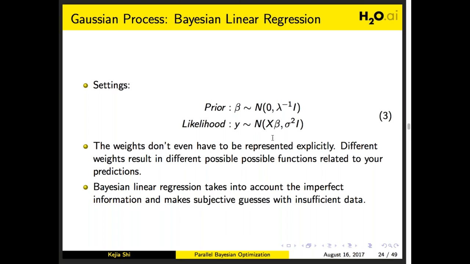And the setting is, as I said, you right now have a prior over your hyperparameters. And we could specify this as zero mean, and this is the precision, which is the inverse variance. And this is the original likelihood. As I said, Bayesian linear regression takes into account the imperfect information and makes subjective guesses with insufficient data. Why do we say that that is subjective? Because we're choosing a prior. We say this hyperparameter S would just be this kind of distribution, and that is subjective. We don't know if that's really the true probability of just being that point.